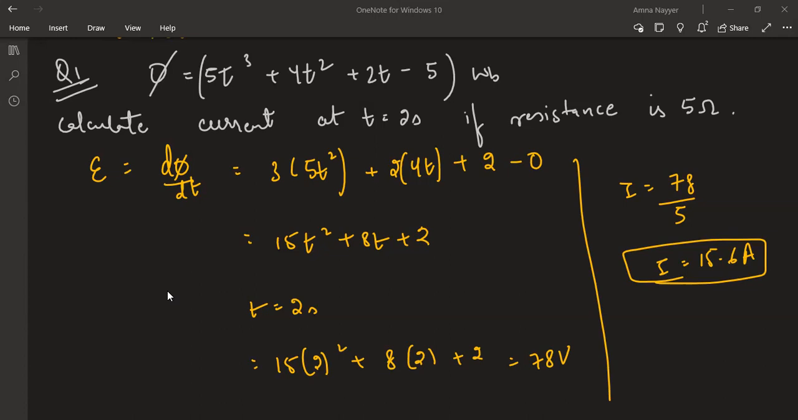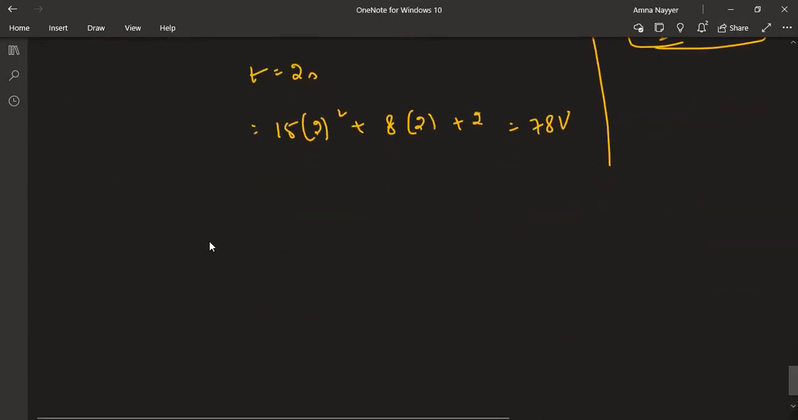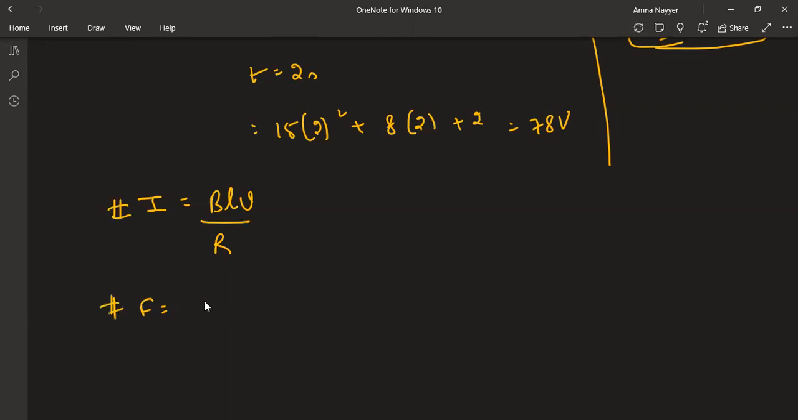Power, we did remember power, force and current. Current by dividing BLV by R, then force using ILB, then power using FV. Those three, remember we did all these three. So these three can be asked. Let me just remind you. See this part. Current is equal to BLV by R. Fine. Then force is equal to ILB, so B square L square V by R, and power will be equal to B square L square V square divided by R.